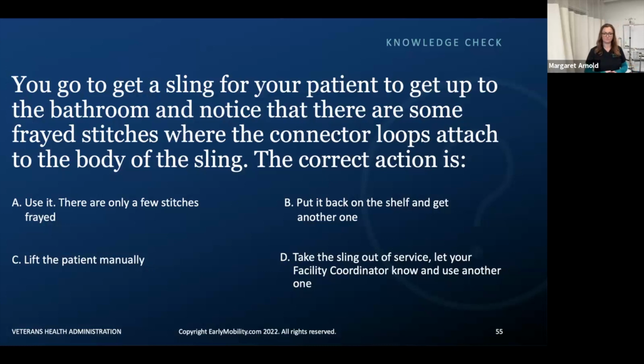Let's check your knowledge. You go to get a sling for your patient to get up to the bathroom. You notice there are some frayed stitches where the connector loops attach to the body of the sling. The correct action is A, you can use the sling, there's only a few stitches frayed. B, put it back on the shelf and get another one. C, lift the patient manually. Or D, take the sling out of service, let your facility coordinator or program manager know, and use another sling.